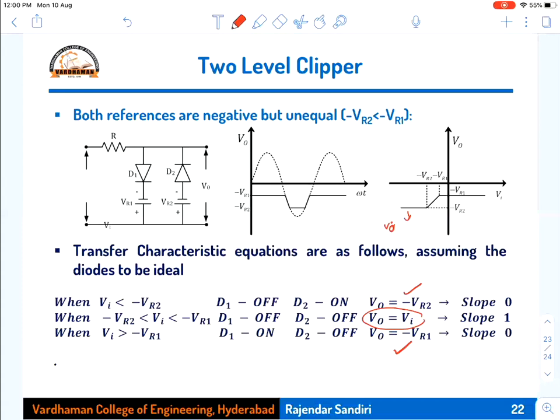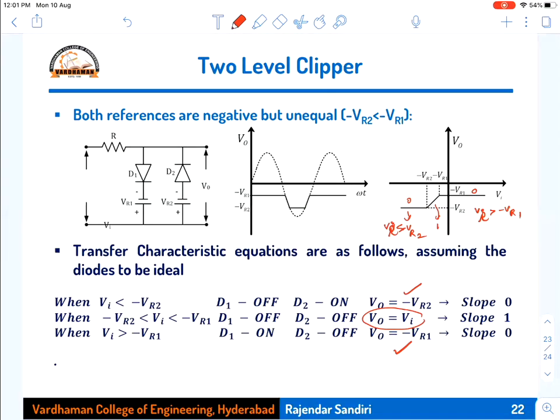This portion is where Vi is less than minus VR2, and this portion is where, here it is the Vi comparison, Vi is greater than minus VR1, and this is in between. So here you will get slope 1, this slope 0, this is slope 0, and so on. So almost all are same. Only thing is that the reference voltages are changing the positions where the clipping should take place. Both in negative, both in positive, one in positive, one in negative, like that. Okay, so those are all the combinations.